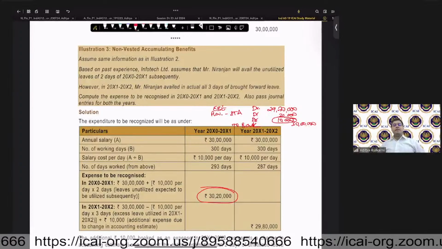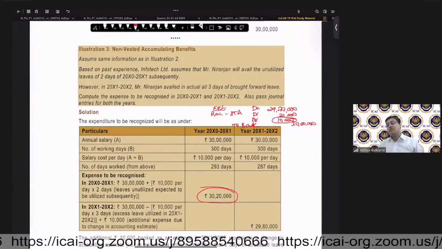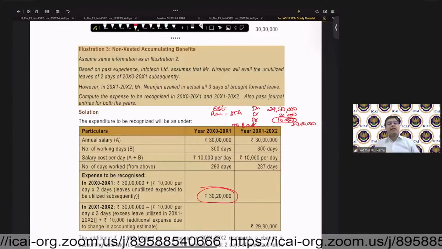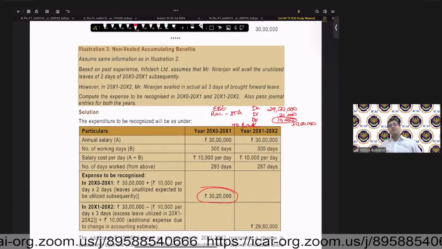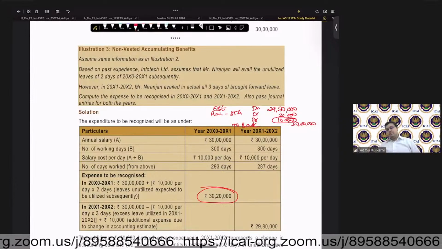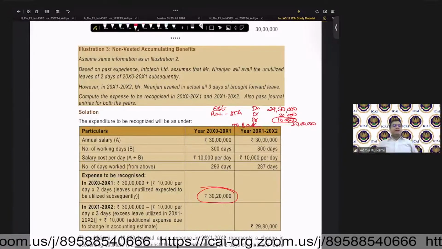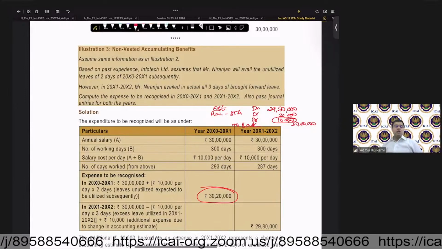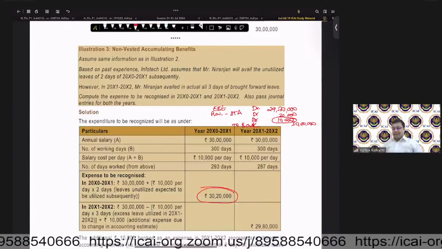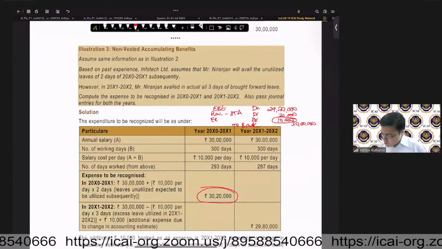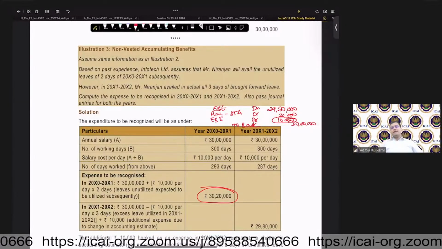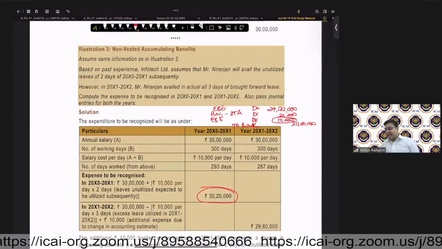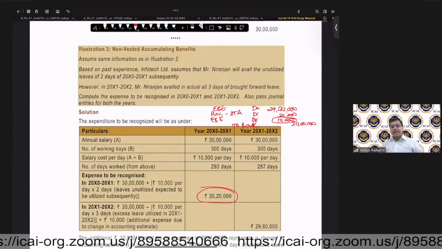What do you do with this 10,000? Sir, what is this 10,000? This 10,000 is that 1 extra day leave that he has taken. He had a carry forward of 3. I as management estimated 2, but he has actually taken 3 now. So therefore, what am I going to do? Well, I'm going to book this as an expense in the current year. So my employee benefit expense in the current year will be 29 lakh 80,000 and not 29 lakh 70,000.